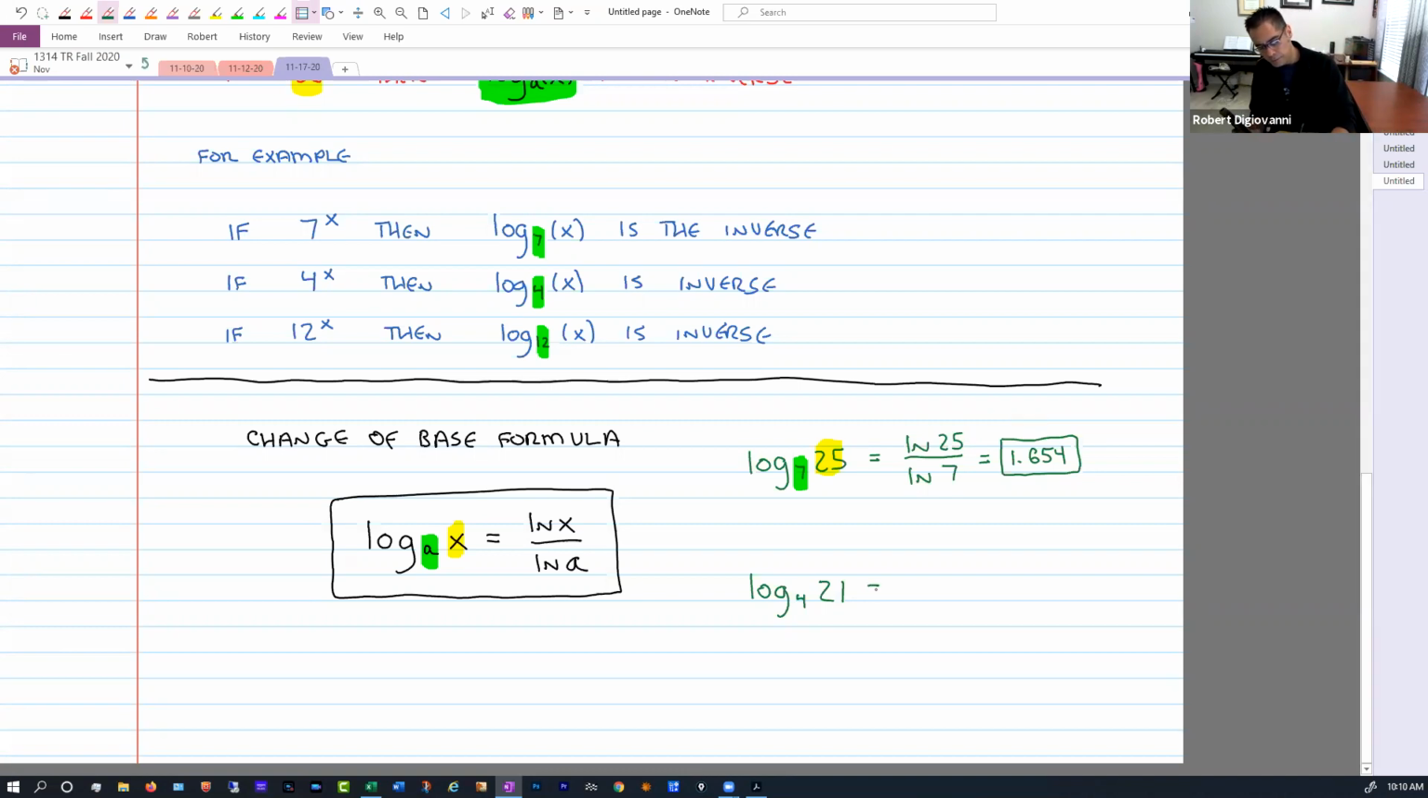The other one would become natural log of 21 over natural log of 4. And so I do that on my calculator. And my answer there is 2.196.